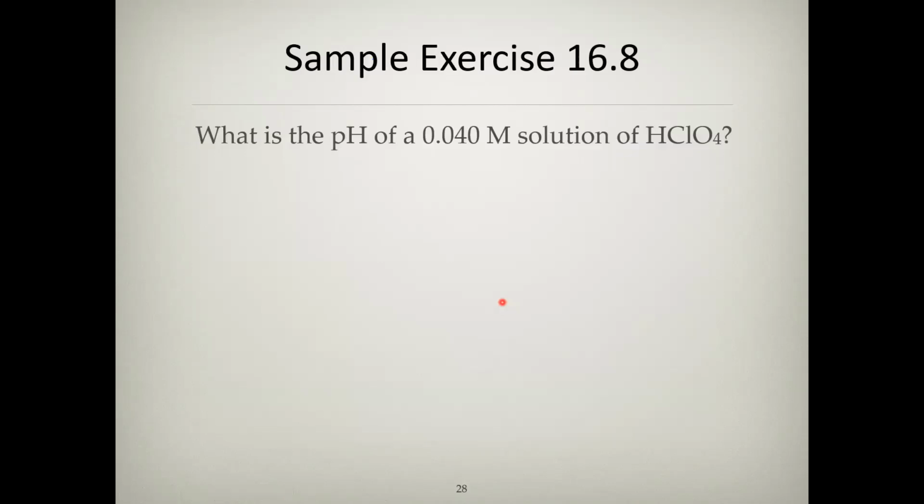But with this next one, what is the pH of a 0.04 molar solution of HClO4? So this is going to be one of our strong acids, so it's going to fully dissociate. In this case, it seems like we don't have the hydrogen ion concentration or the pH. But since we have the concentration of the overall solution, and we know it's going to fully dissociate, this 0.04 molar is also going to be the concentration of the hydrogen ion.